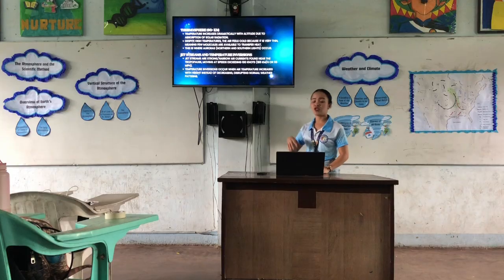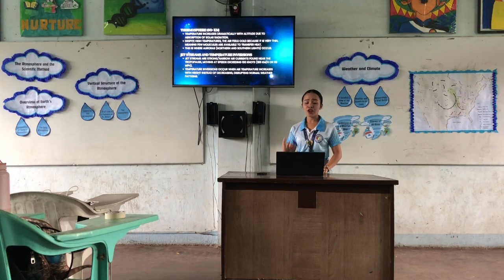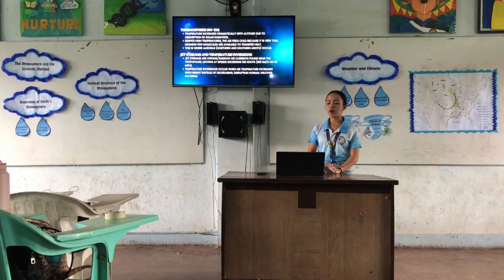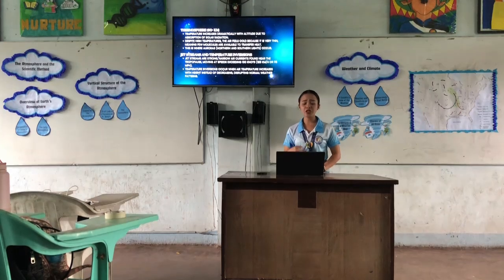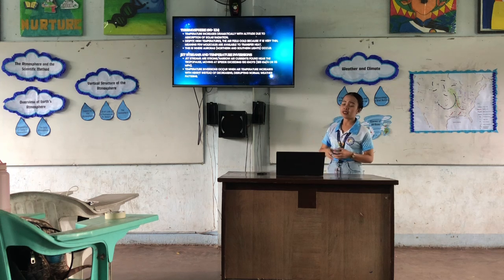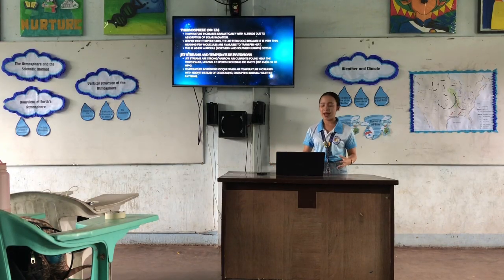Now we will proceed to the jet streams and temperature inversions. Jet streams are strong, narrow air currents found near the tropopause, moving at speeds exceeding 100 knots, or 185 kilometers per hour, or 115 miles per hour. Temperature inversions occur when air temperature increases with height instead of decreasing, disrupting normal weather patterns.